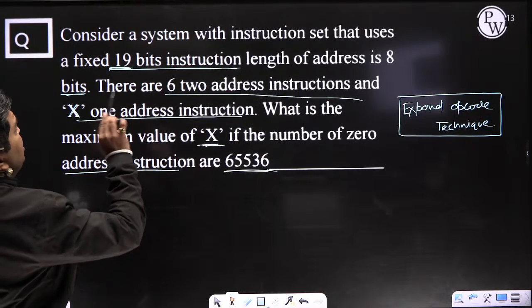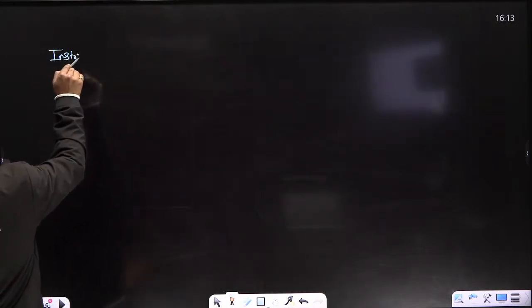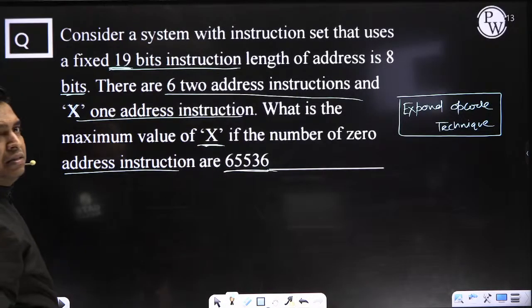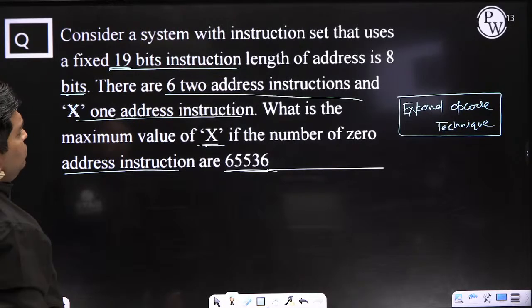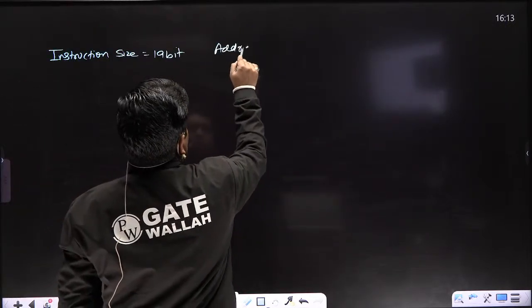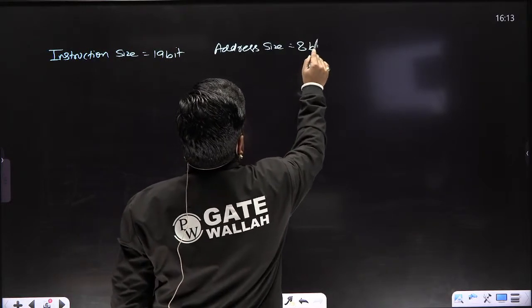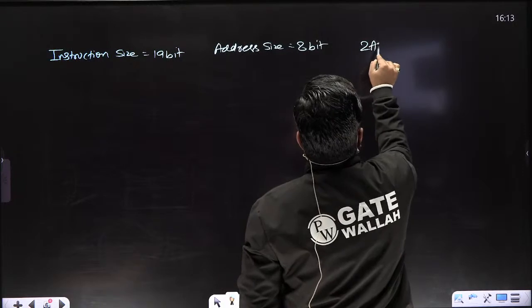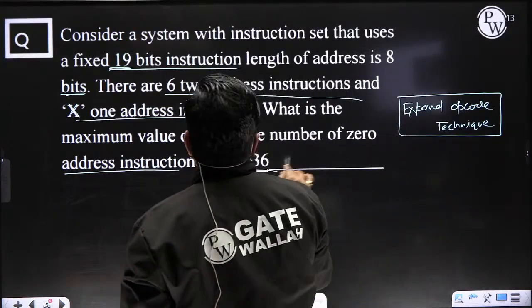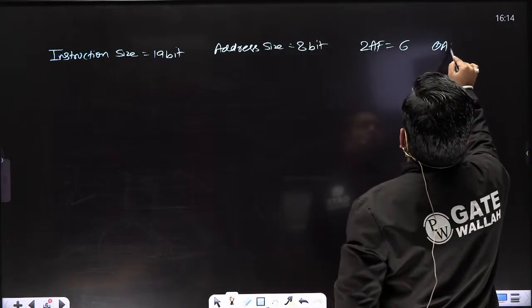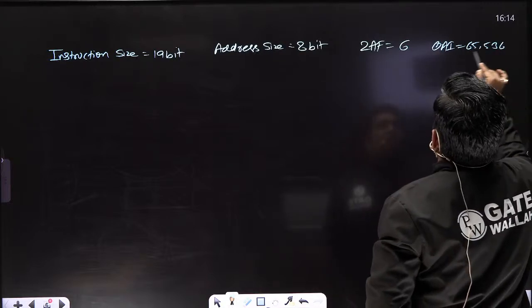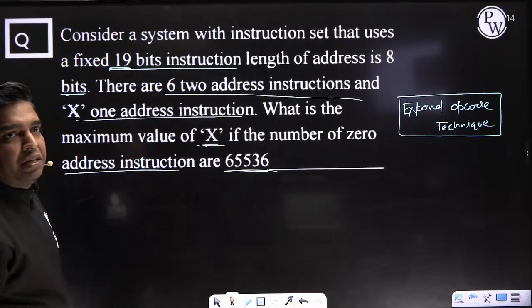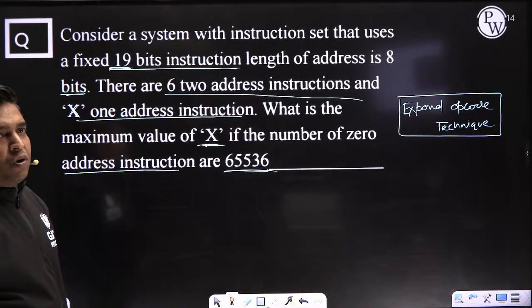Here it is mentioned the instruction size is 19 bits. Now, address size is 8 bits, my dear. And there are 6 2-address instructions. How many 2-address instructions? 6. And 0-address instructions are 65,536, and it is asking about the 1-address instructions. Tell me fast, my dear. Wrong. Gaurav, wrong, beta. Answer is wrong.